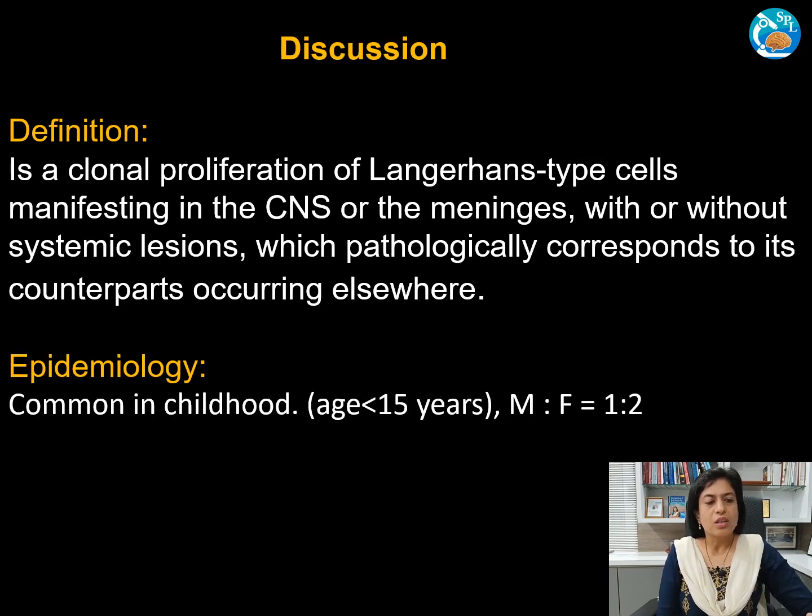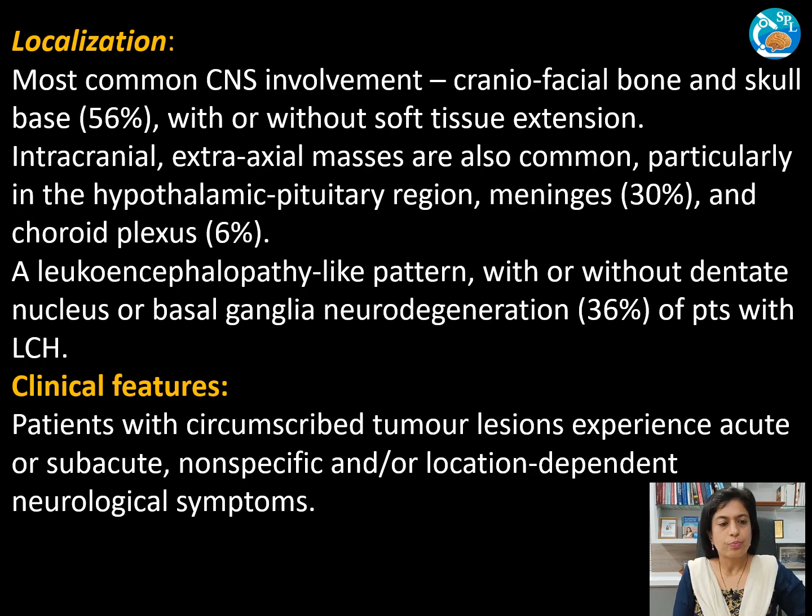It is basically a clonal proliferation of Langerhans cell type cells manifesting in the central nervous system or the meninges with or without systemic lesions, which pathologically correspond to its counterparts occurring elsewhere. It is commonly found in children, in the age group less than 15 years, and the male to female ratio is 1:2.